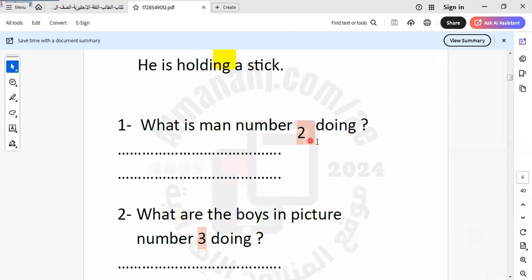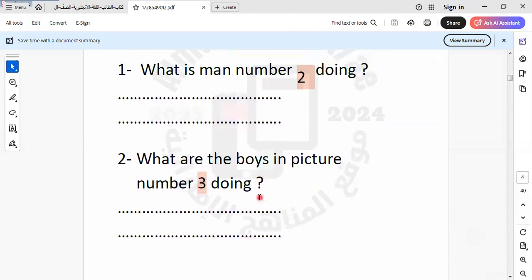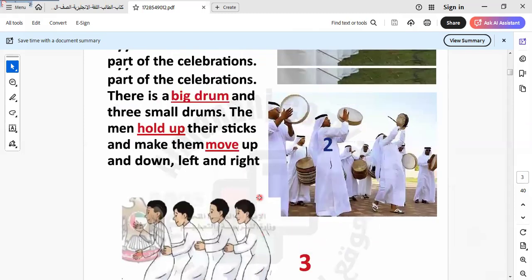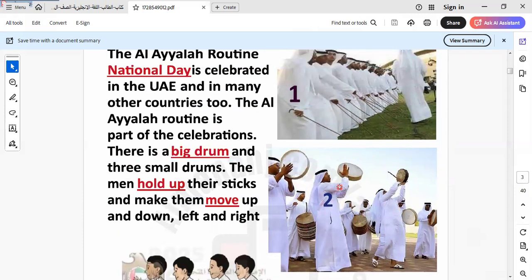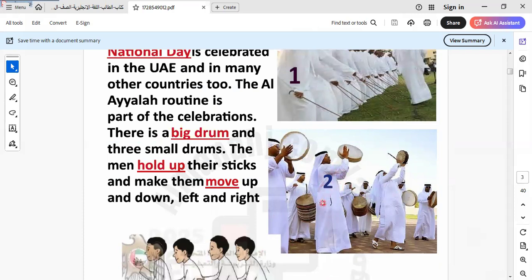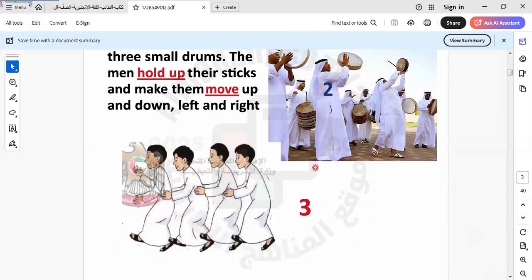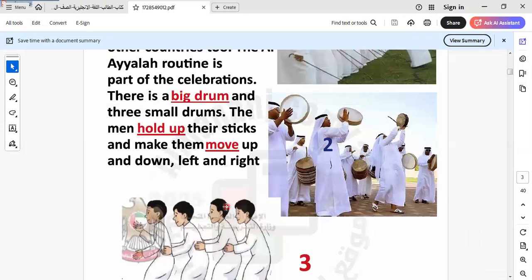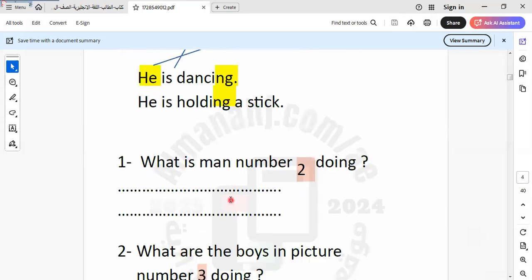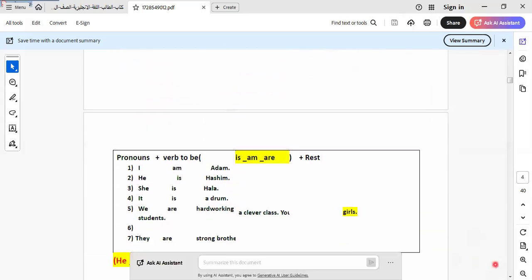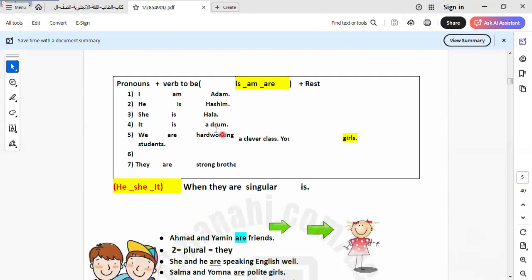Here is: What is man number 2 doing? What is man number 3 doing? In the picture, what is the man in number 2 doing? The man in number 2 is hitting on the drum. Okay, so this man is hitting on the drum. Here, what are the boys doing? The boys are moving in a line, like this. Okay, picture number 3. Let's go to learn more about the grammar in this lesson.